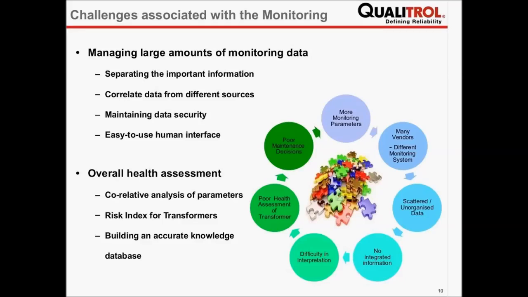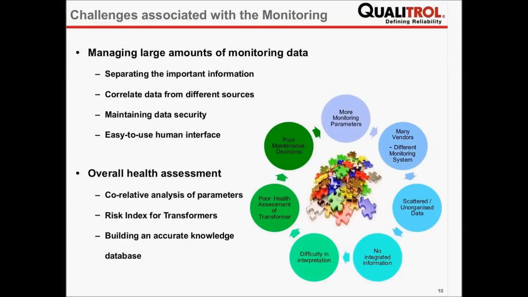So in order to achieve this kind of monitoring, utilities are entering into a vicious cycle of condition monitoring. I'll call it a vicious cycle of condition monitoring. You can take any of the circles here. Let's take the circle, more monitoring parameters. For example, currently they have 20 monitoring parameters. In order to monitor these parameters, they are buying different monitoring systems from different vendors. Different monitoring systems have their own different databases and their own different screens.